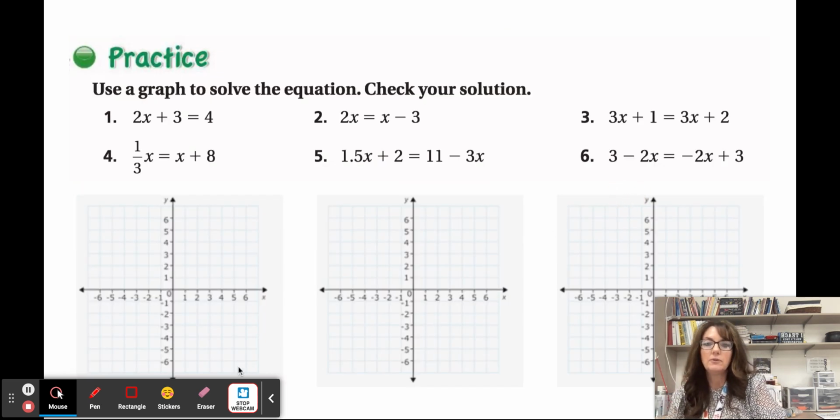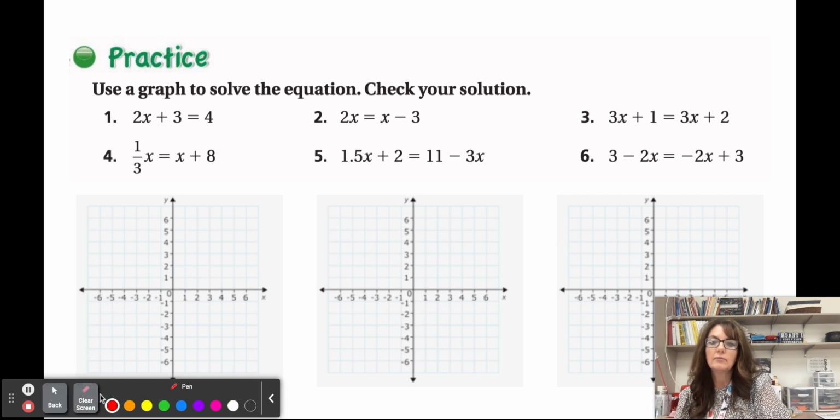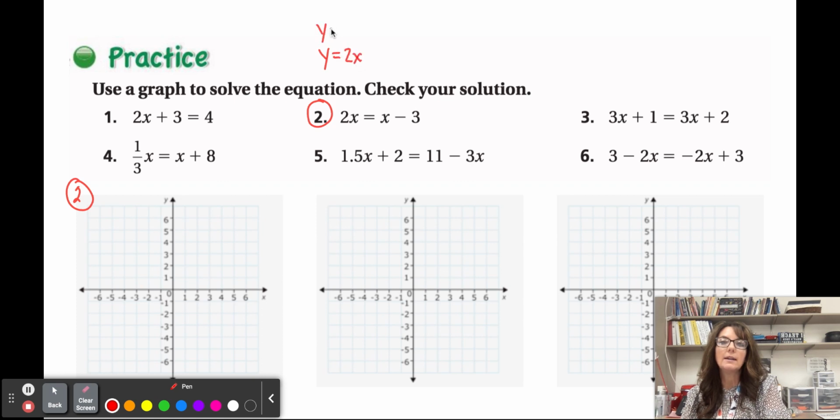So we are going to do a few of these. So let's take a look. Let's do number 2. I'll put that right here. And I know you don't have graphs on yours, so if you want to get graph paper and maybe make tiny grids, cut it out, tape it on, make it a little cut and paste activity, you can. So the two equations for number 2 are y is equal to 2x, and y is equal to x minus 3.